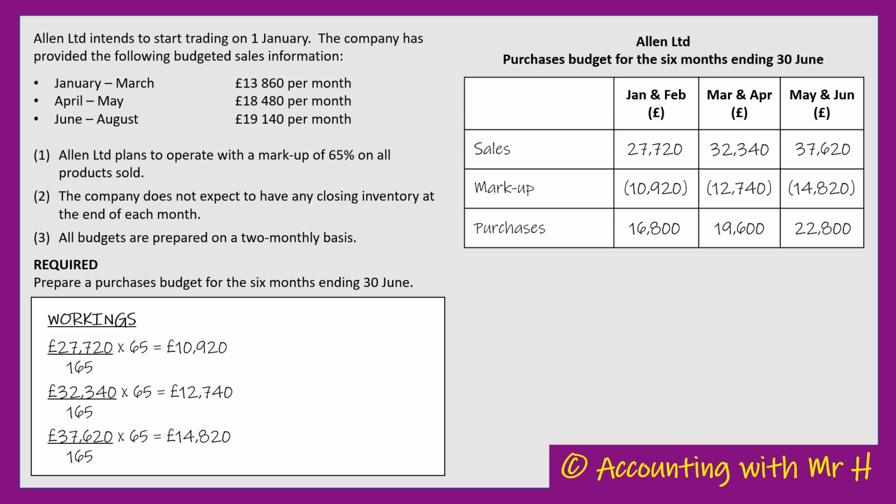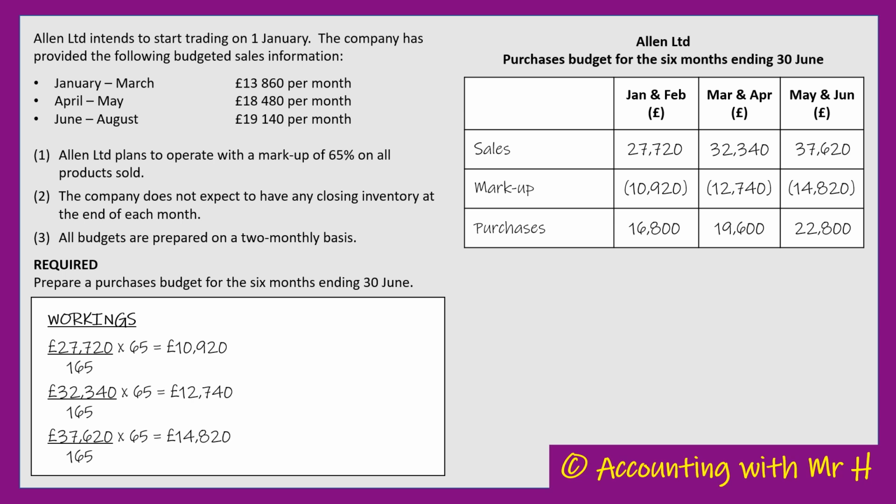Just a final thought on this one. I've given a few different things in both of these questions. These things aren't unique to each question. So, for example, the fact that Allen Limited prepares its budgets on a 2-monthly basis, that could happen. It could have happened in the first question we looked at. Another thing to consider is it could be that the business wants to have an even flow of purchases each month. And I've got something on that in the video I've done on production budgets if you want to check that out.